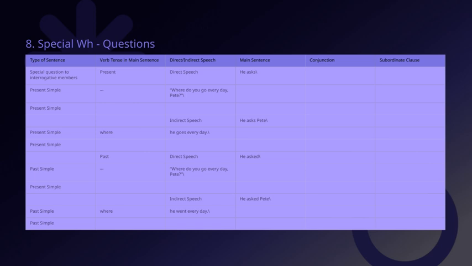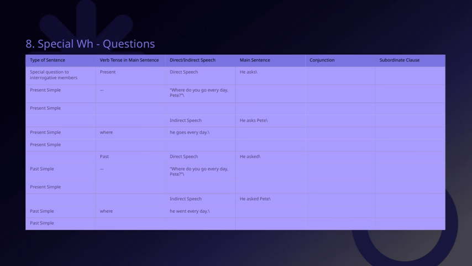Now, when we convert this into indirect speech, it becomes, he asks Pete where he goes every day. Notice how the question turns into a statement, and the tense remains in the present simple. Similarly, when the original question is in the past tense, like he asked, where do you go every day, Pete? Which is present simple in direct speech, this changes in indirect speech too. He asked Pete where he went every day, now using the past simple tense.